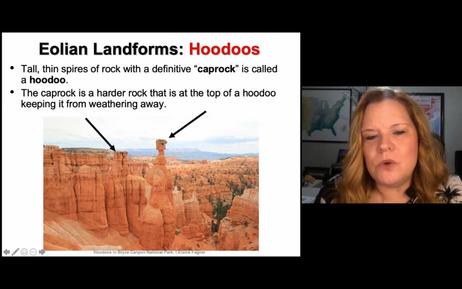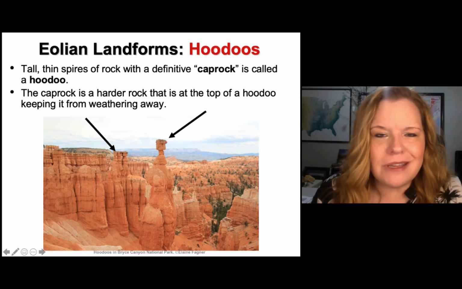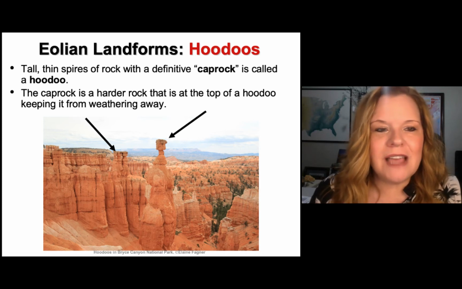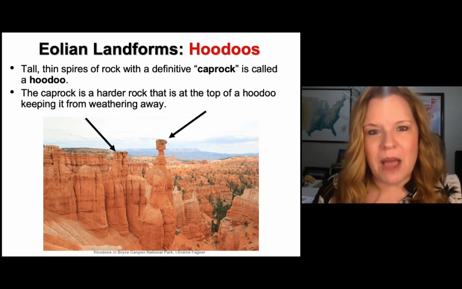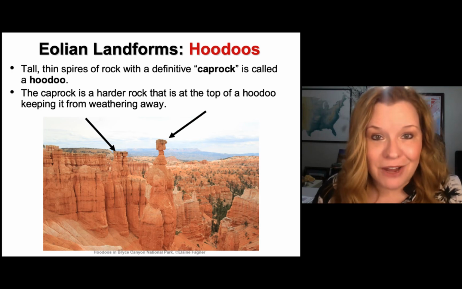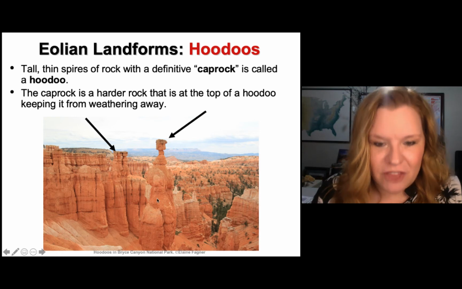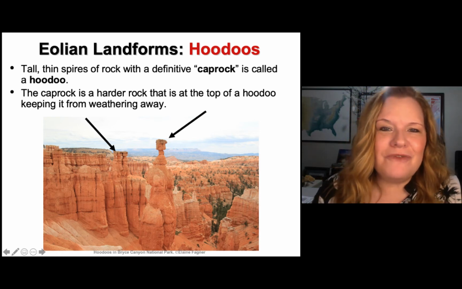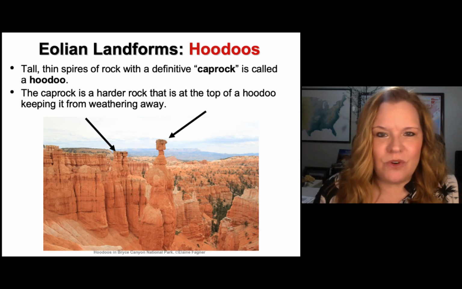So a hoodoo, by definition, you'll see the term in books and dictionaries as a tall, thin spire. I will define a spire in just a minute and show you the difference. A spire is a tall, thin thing, but doesn't have a cap rock. So you've got to have that cap rock in order for it to be a hoodoo.